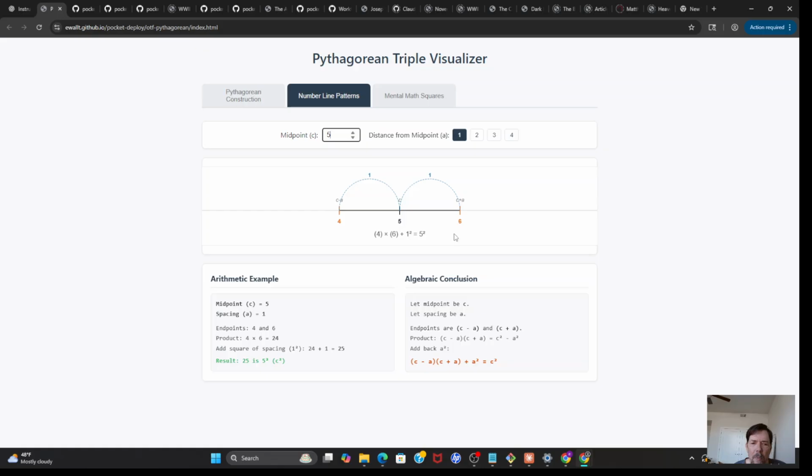Any 2 numbers separated by 2, like 14 and 16, that's 224. Any 2 numbers, you take the product, add 1, 225, you get a square.